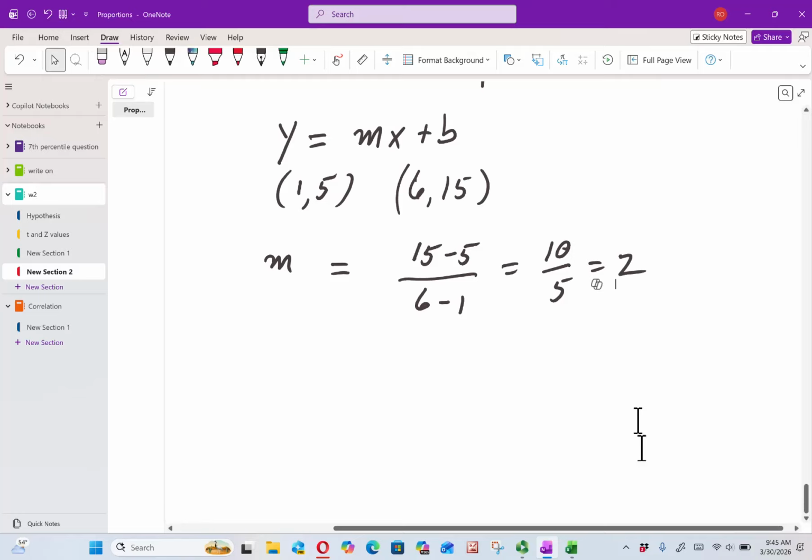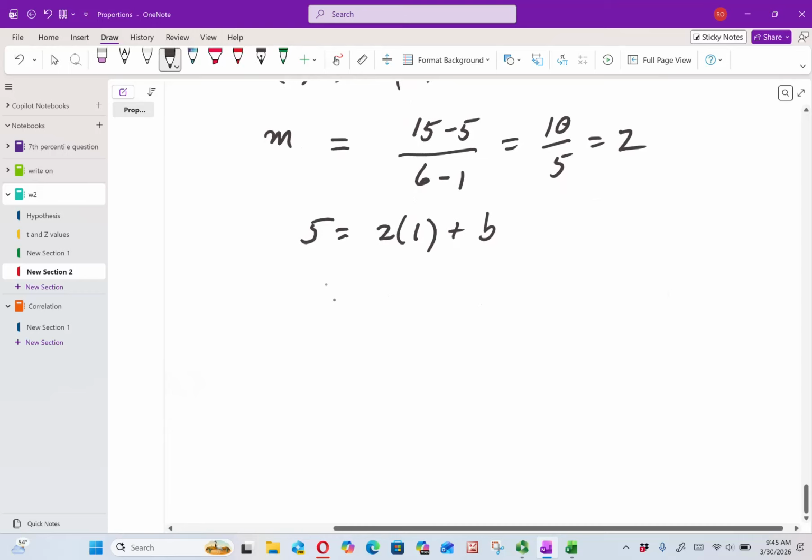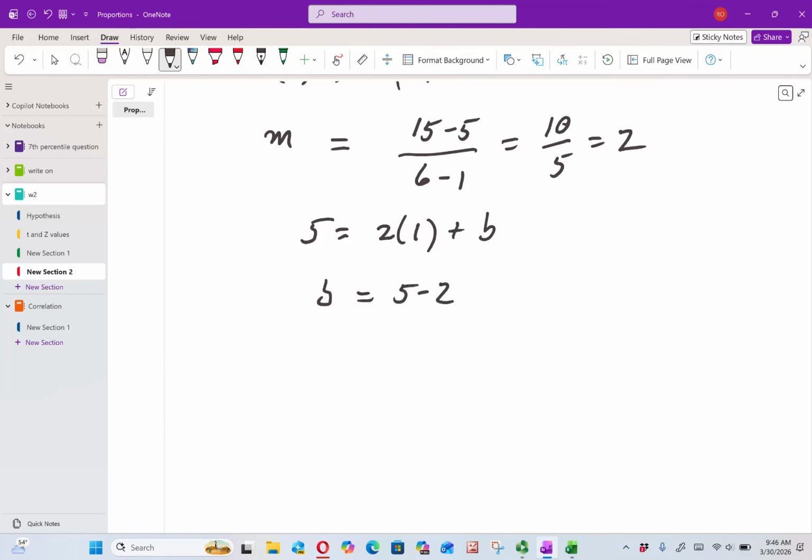To get the intercept, I can go back through the equation and have y, and I can use 5 for y equals 2 times the x value of 1 plus b. The intercept b is equal to 5 minus 2, which is equal to 3. So I have a straight line with the slope of 2 and an intercept equal to 3.